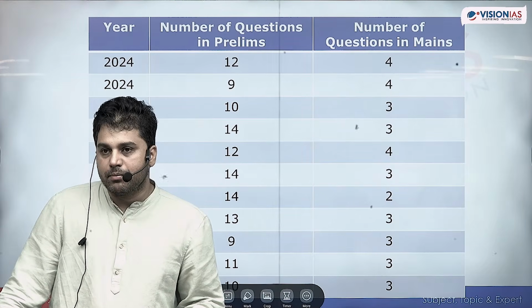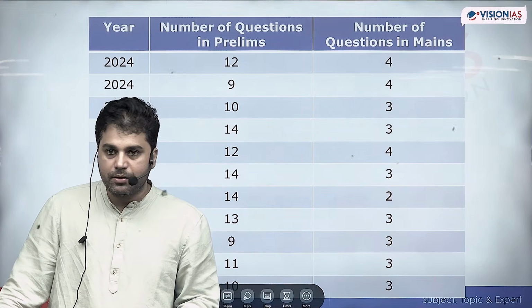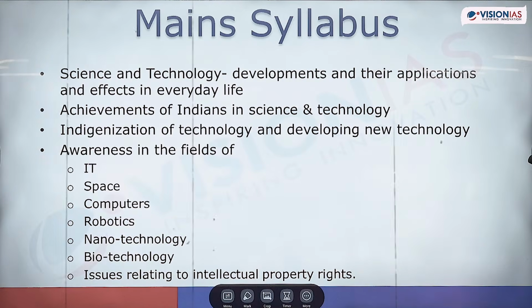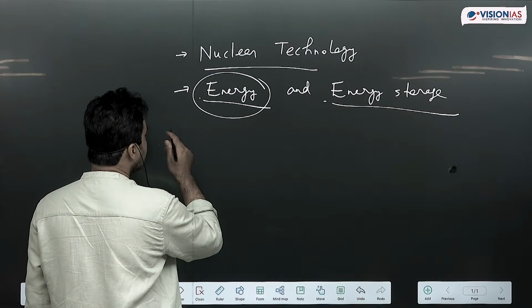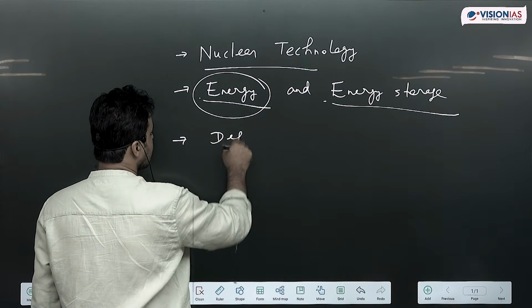Add knowledge from current affairs, particularly from newspaper reading. The keyword is science and technology developments and their applications and effects in everyday life. Then there is another keyword which is not given, that is defense.